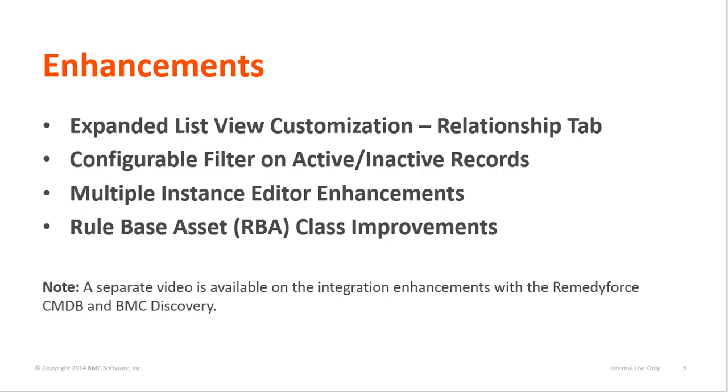The second item is around a configurable filter on active and inactive records, giving you, the user, the ability to define the default records that appear when viewing the CMDB console, the Relationship tab, and also the CMDB Explorer. You now have the ability to define by default whether you want to see only active records or if you want to see all records, which would include inactive records.